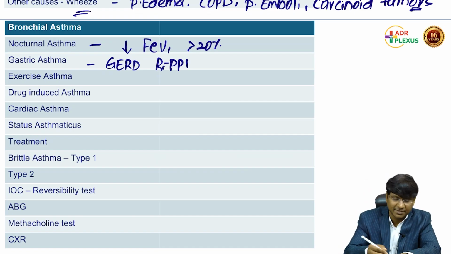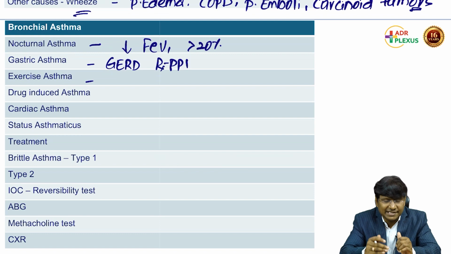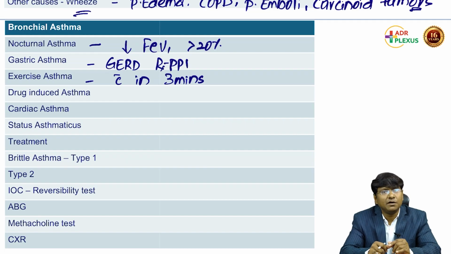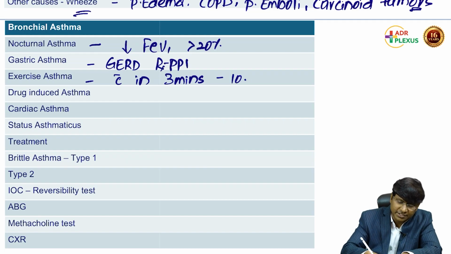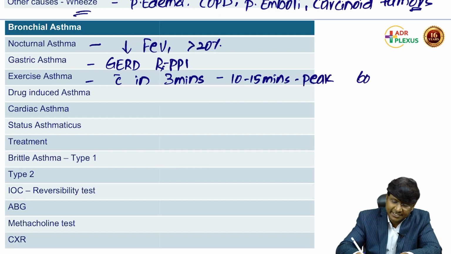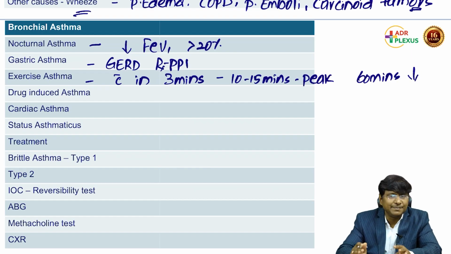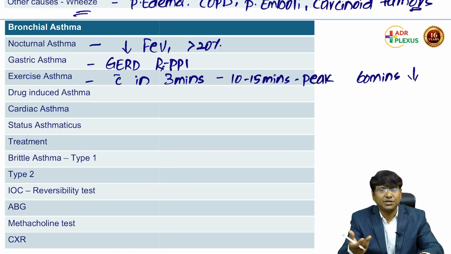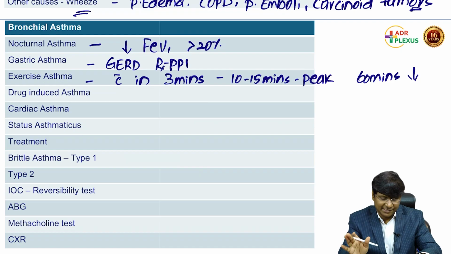Then exercise-induced asthma, or exercise-induced bronchoconstriction. It begins during the exercise, right? Or within 3 minutes of starting the exercise, there will be development of asthma. By almost 10 to 15 minutes, the severity of the asthma will reach the peak value, and by 60 minutes the asthma will get completely resolved. So how can you prevent this exercise-induced asthma? Before starting the exercise, you need to give bronchodilators. That is exercise-induced asthma.